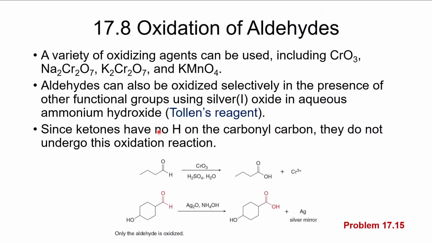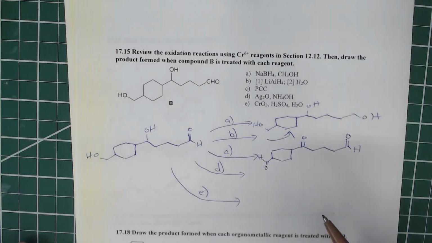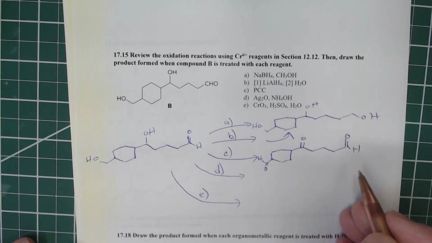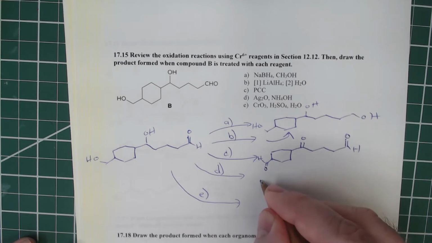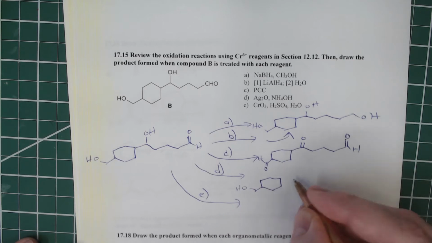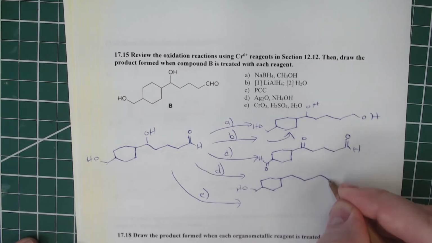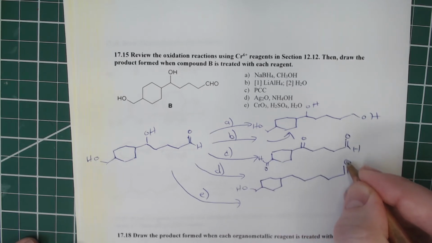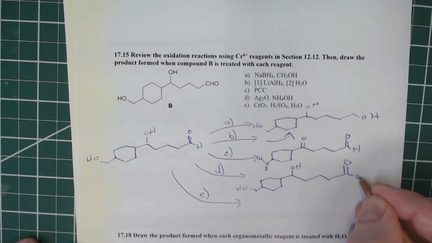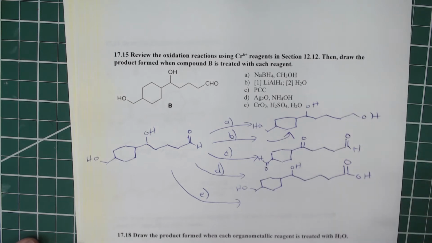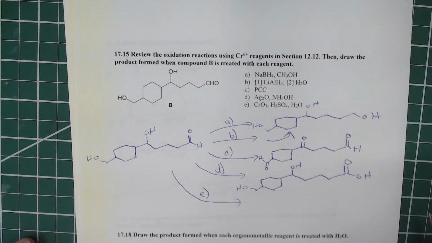All right, now this is the one we just looked at on the presentation just a minute ago. I'll go back to it just for a second. This is the Tollen's reagent, and it will oxidize the aldehyde to a carboxylic acid, but it'll leave these alcohols alone. So unaffected primary alcohol. All right, unaffected secondary alcohol. But then this aldehyde will get converted into a carboxylic acid.